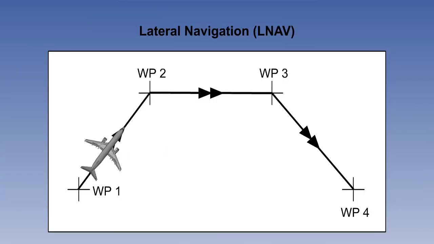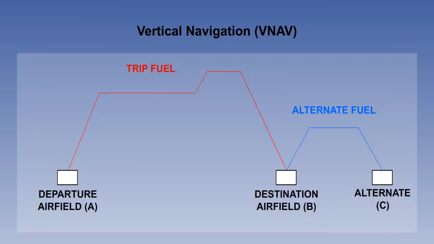The first is lateral navigation, or LNAV. This is in the horizontal plane, steering the aircraft left or right as required to follow a route through a series of waypoints to the destination. The second is vertical navigation, or VNAV. This is the vertical profile and takes account of the optimum flight level for the weight and distance, the fuel used, and the diversion requirements.